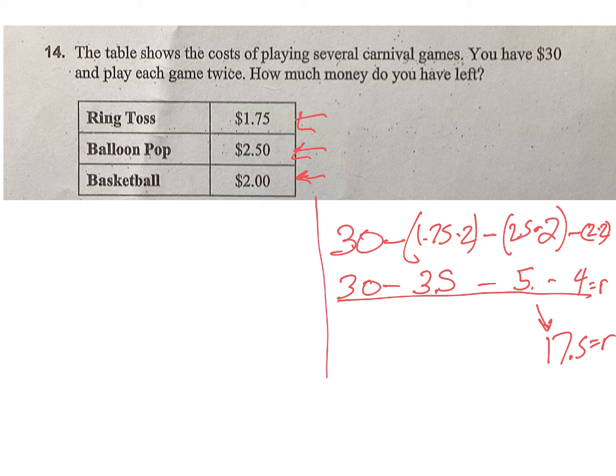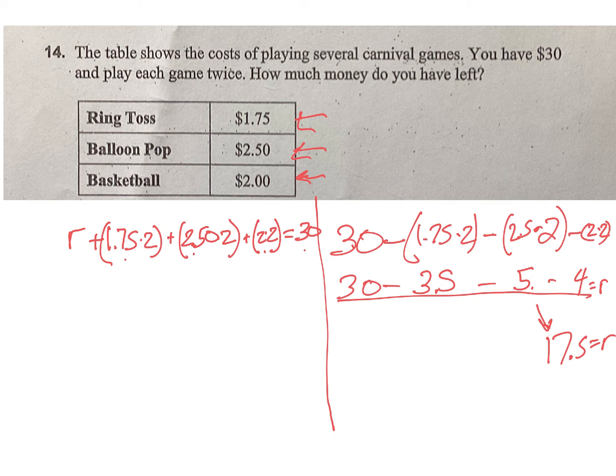Now the other way to do this would be to say, okay, I start with $30. So I'm going to have R, my remaining money, and I add to it 1.75 times 2, and then I have to add to that my balloon toss, 2.50 times 2, and then I have to add to that my basketball, which is 2 times 2, and that's going to get me what I started with. So if I take my remaining money, which I don't know what it is, and I add all of the games I played, it should total out to be a total of $30, because that's what I have.